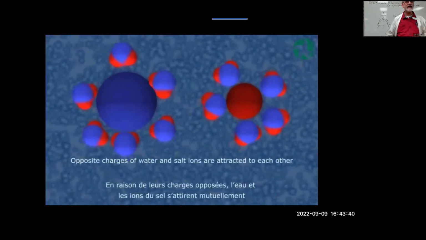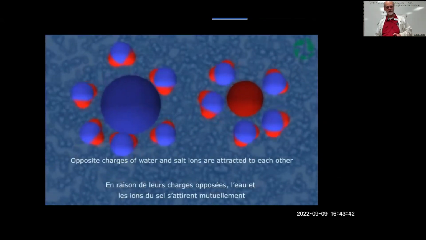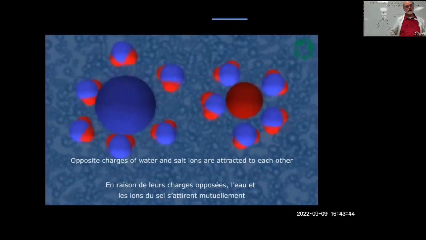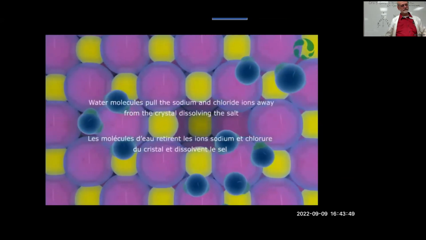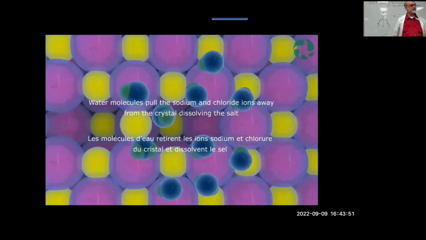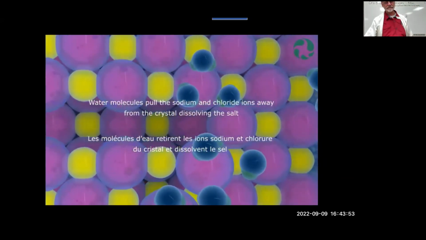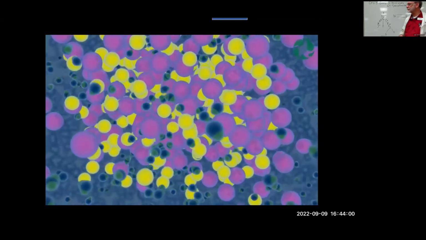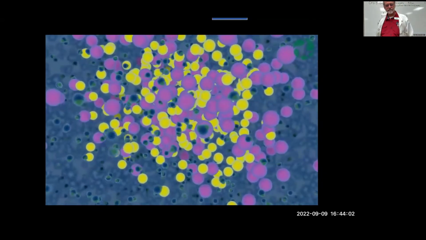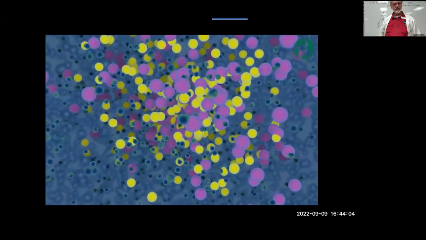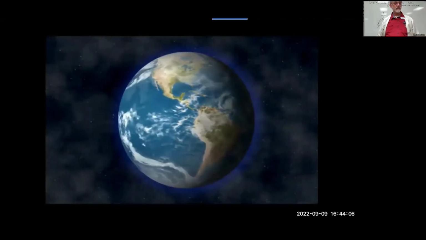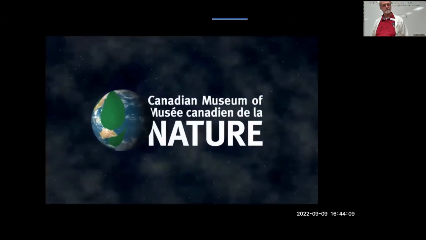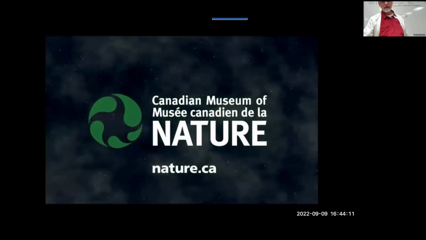This is called the process of hydration. And in solution, they're associated that way. Opposite charges keep them in solution. And eventually, the crystal of sodium chloride is ripped apart. Okay.